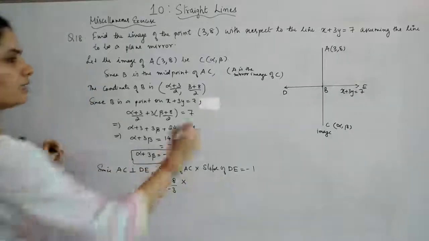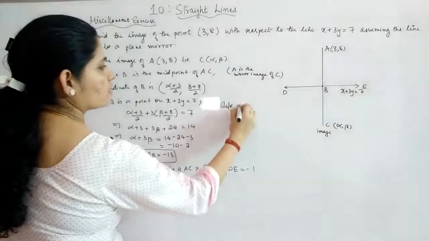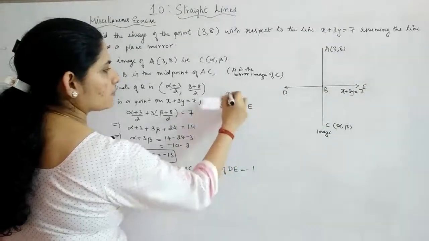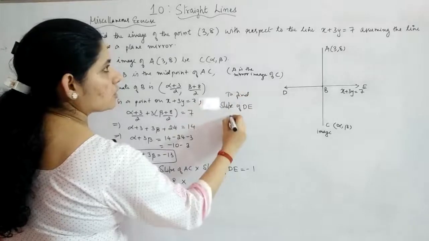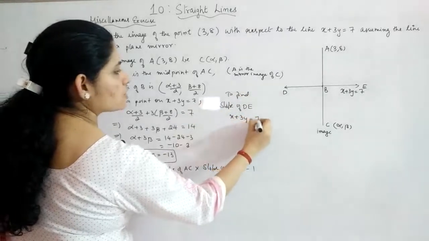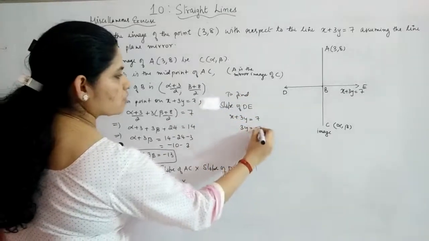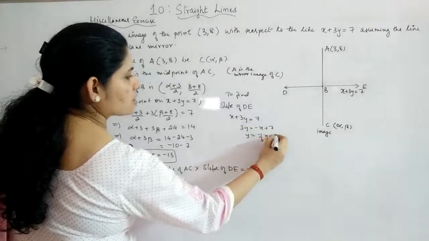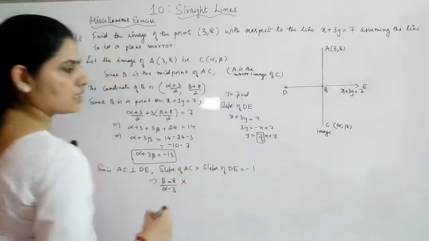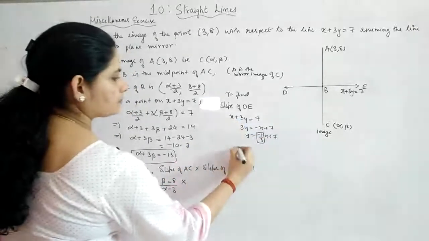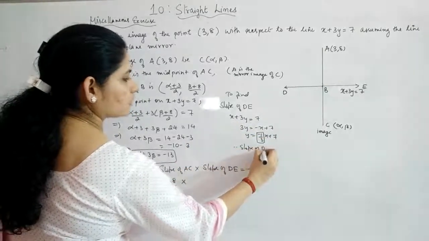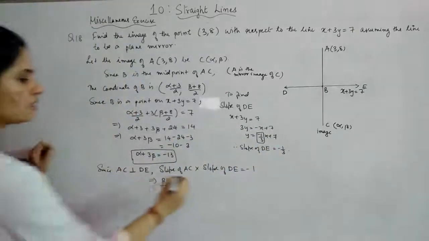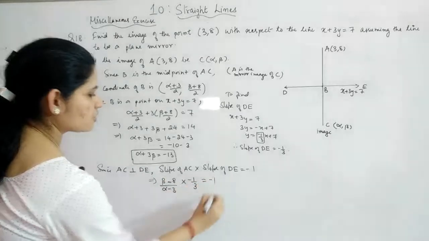now what is slope of DE? In order to find out slope of DE, you will just take the equation x plus 3y is equal to 7, or 3y is equal to minus x plus 7, or y is equal to minus 1 by 3 x plus 7 by 3. So this is the slope. Therefore slope of DE is minus 1 by 3. So you can use that concept here. Minus 1 by 3 is equal to minus 1.